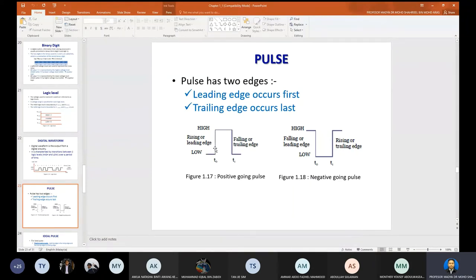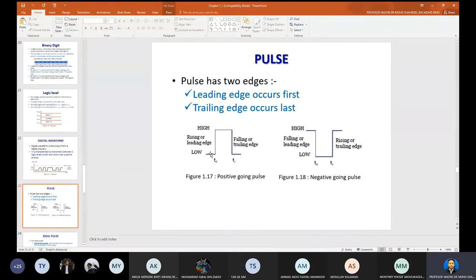This one is the positive going pulse. You can see this one, from 0 to 1, we call the positive going pulse. This is very important when you are designing, because our digital is based on the clock. So depending on your design, you have to remember whether you refer to the positive going pulse or to the negative going pulse. So that's why you have to remember this one.